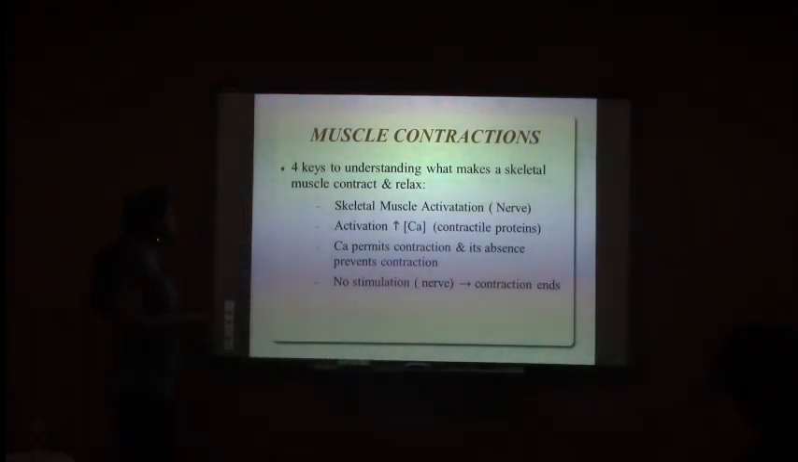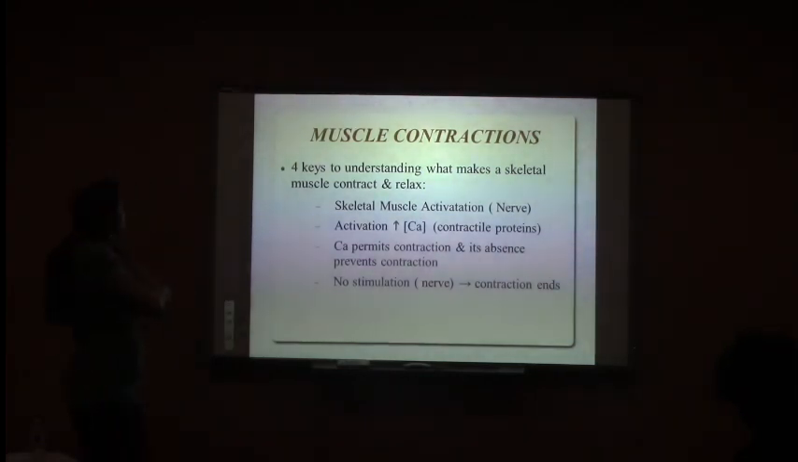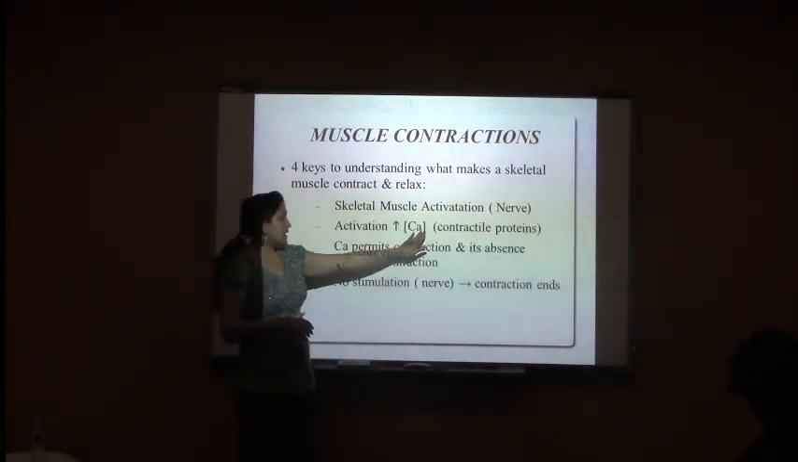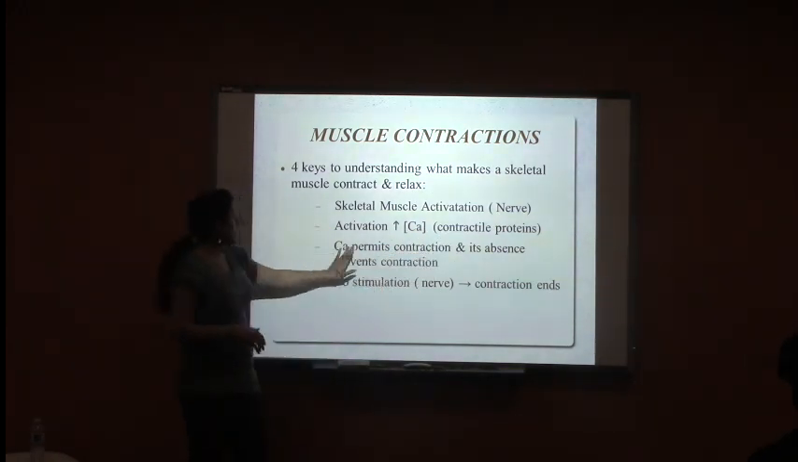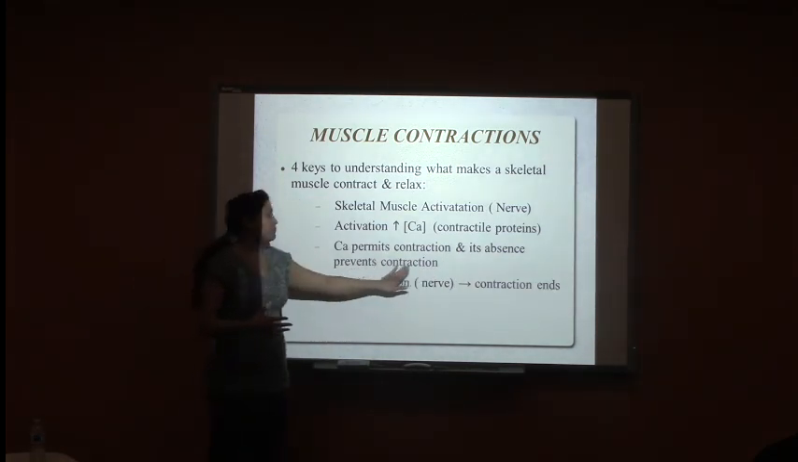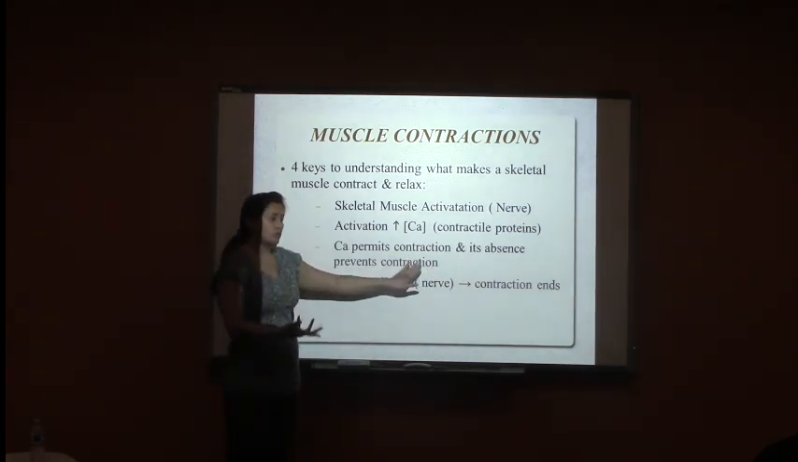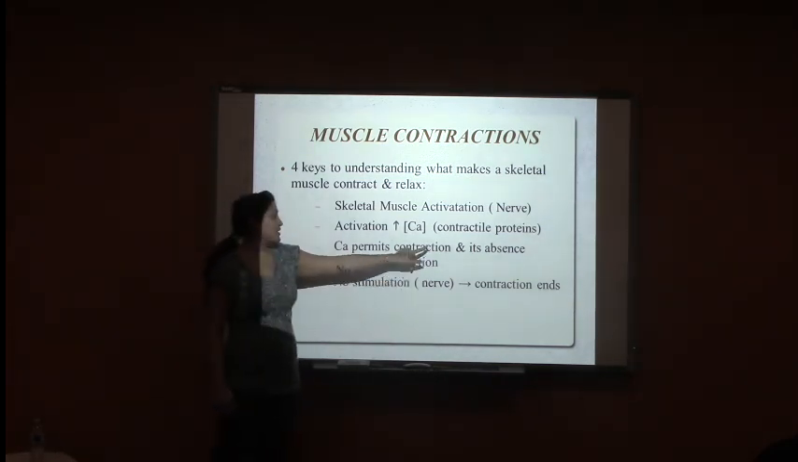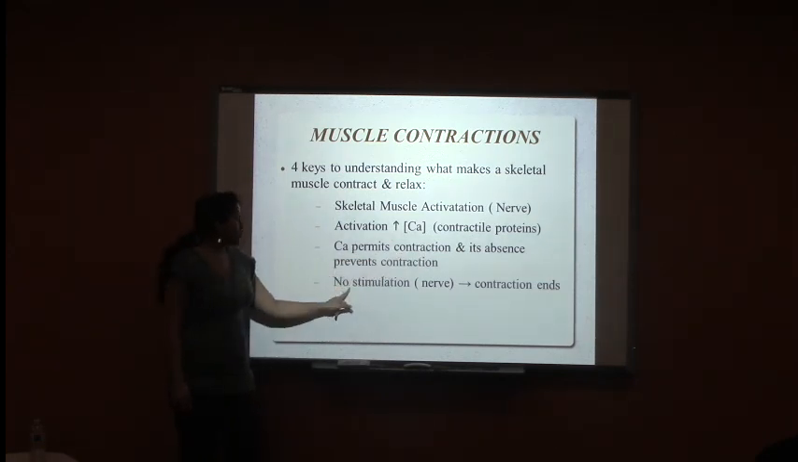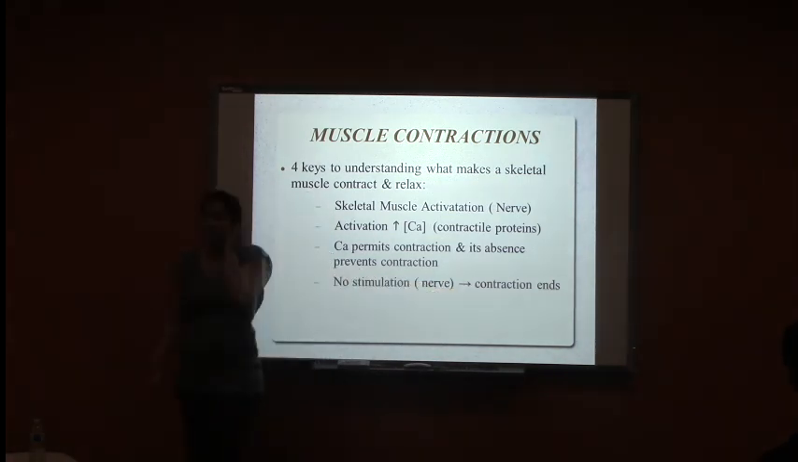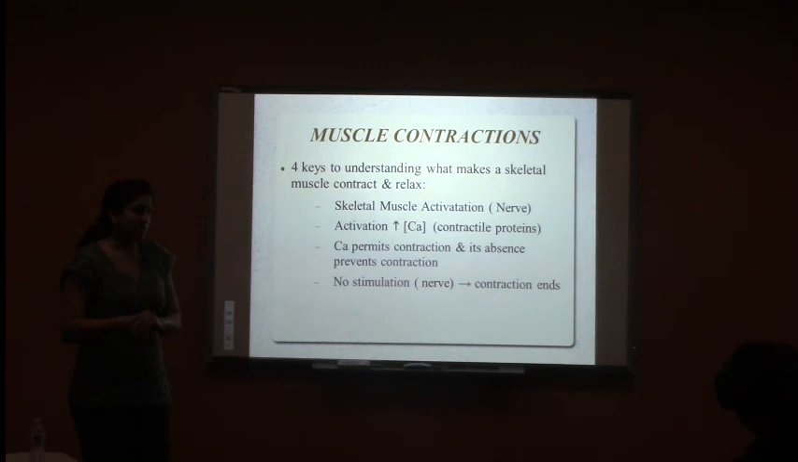Now, muscle contraction is dependent on four principles. Skeletal muscle is activated by a nerve. Activation increases calcium around the contractile proteins. Calcium prevents contraction from occurring in its absence. So if you don't have calcium, there's no contraction, so there's relaxation. With no stimulation by a nerve, the muscle cell is found in a relaxation state. Does that make sense?